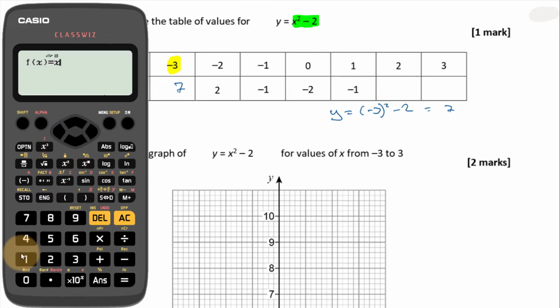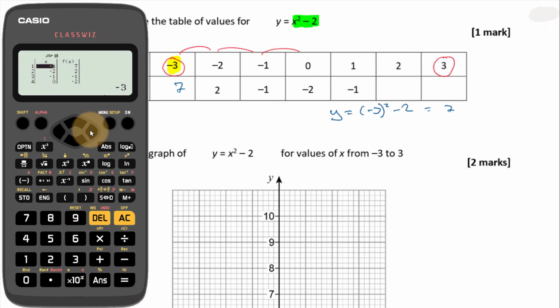Then I hit the square key to get x squared, and then minus 2 to finish it off. Pressing equals, it says g of x is equal to, but I'm not going to put a second function in, so I press equals again. Then it says start, end, and step. The start value is the lowest value on my table, that's -3. Press equals, and the end value is the last value on my table, that's 3. Press equals again, and the step is what the table is going up in. The table is going up in ones, so the step is just 1. I press equals again because it's assumed to be 1.